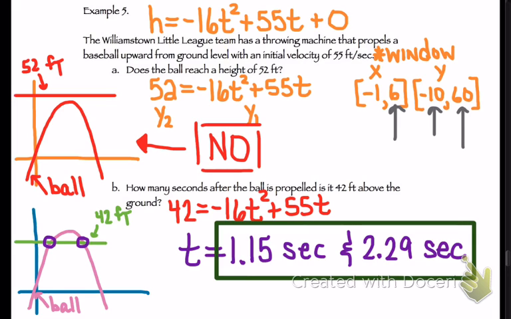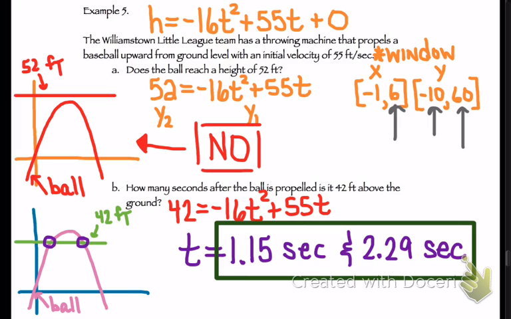So if you forget, hit second and the trace button. That gets you to that calculate screen. Number 5 is the intersection. Is that the first curve? Well, at the top it says y1, so I'm going to hit enter. Is the 42, is that your second curve? I'm going to hit enter.